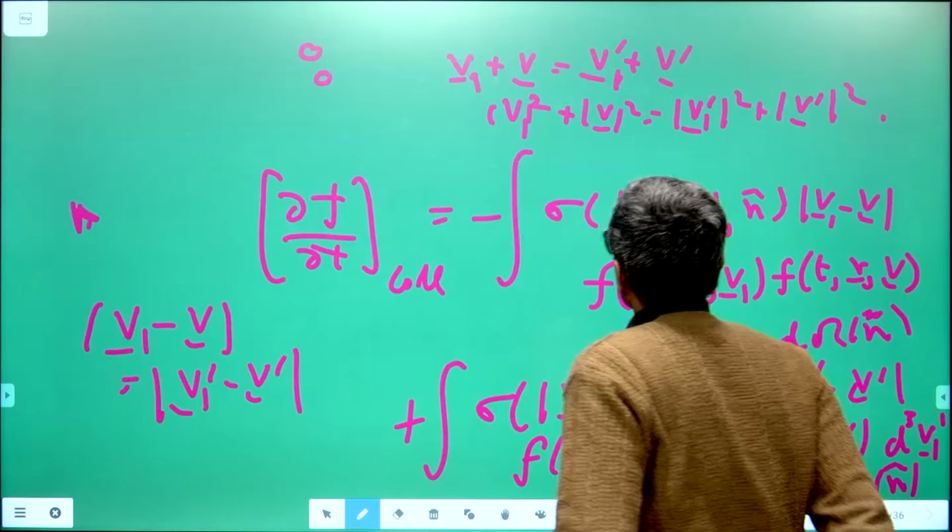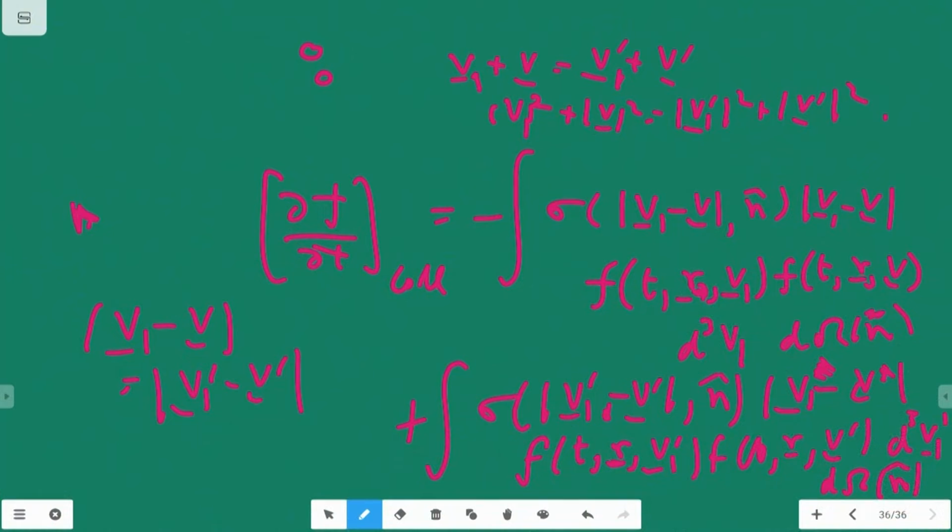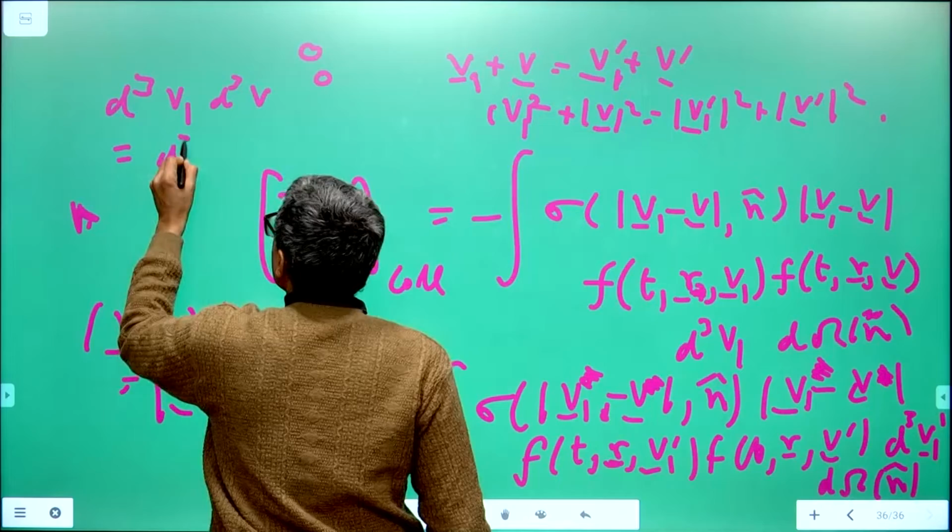So, here I can replace this V1 prime minus V by the final difference V1 minus V, and here also I can replace it by V1 minus V, and also because of Hamiltonian dynamics the phase volume remains conserved. That means d3V1 into d3V is the same as d3V1 prime into d3V prime. So, I can replace here d3V1 prime into d3V.